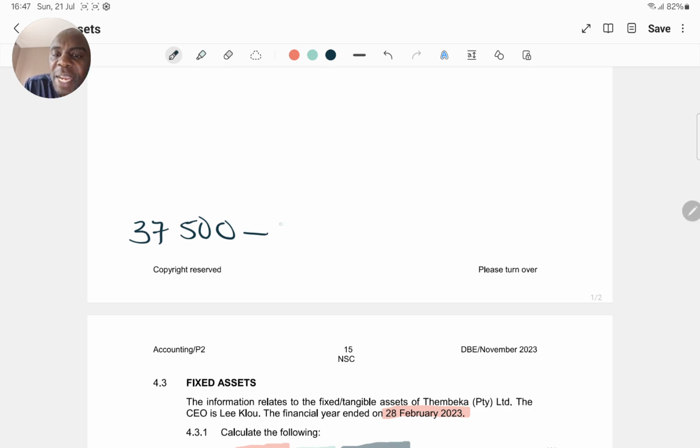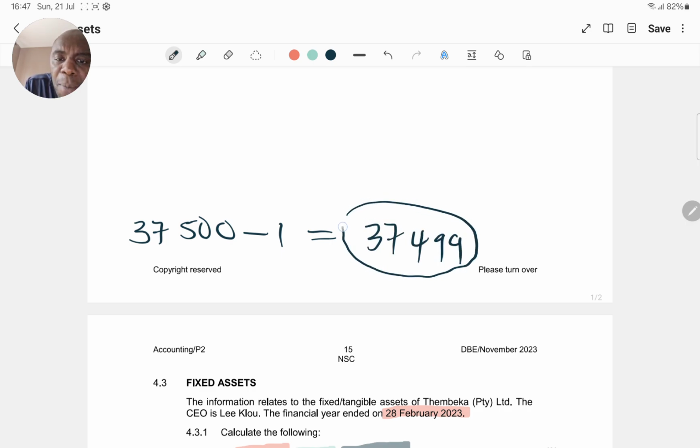So I'm going to say minus 1. Then I get 37,499. This becomes the highest amount of depreciation I can record in my books so that I remain with a net value of only 1 rand. So before you calculate your depreciation, you make sure that your depreciation is not exceeding the carrying value of your asset. Every time you do your note 3, every time you are doing your income statement, make sure that the depreciation you've calculated does not exceed the book value of the asset.